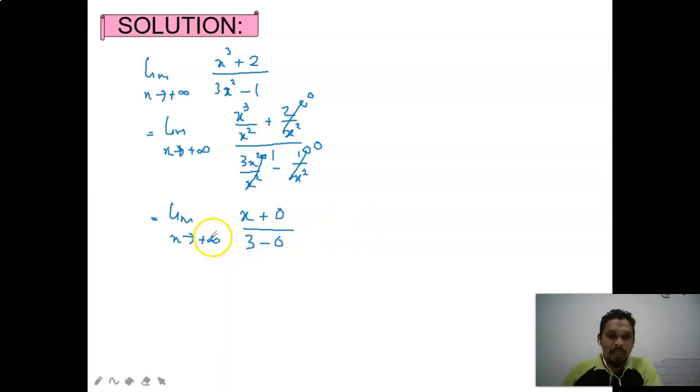So if x is approaching positive infinity, let's say x is getting bigger and bigger and bigger, 10, 100, 1,000, 10,000 and so on, plus 0 divided by 3 equals positive infinity.